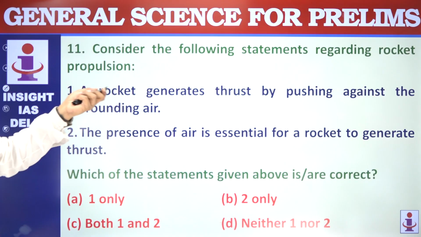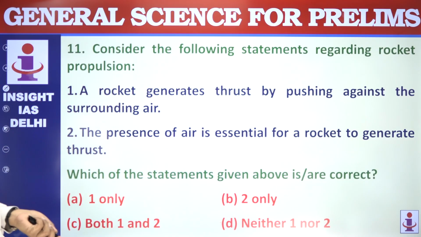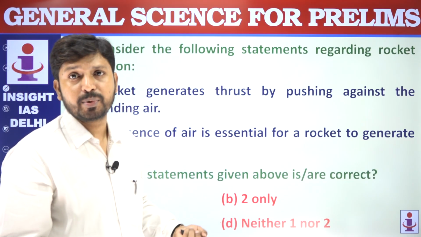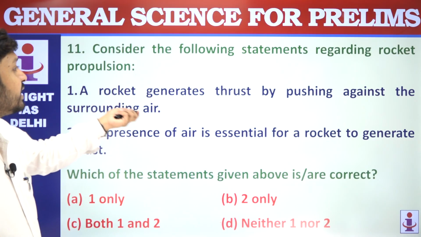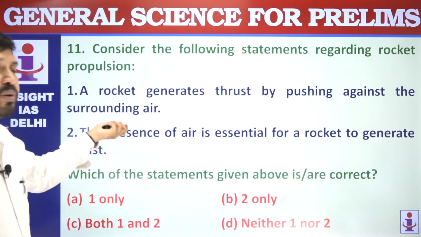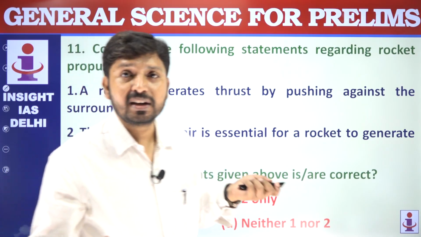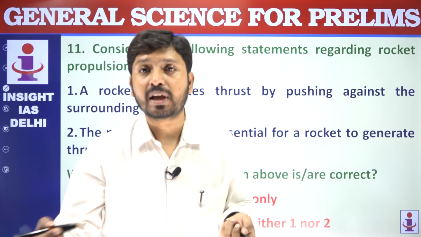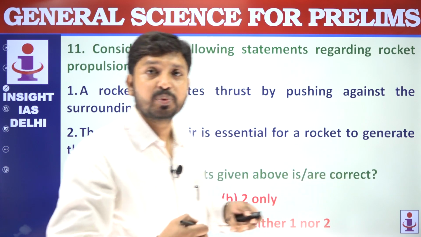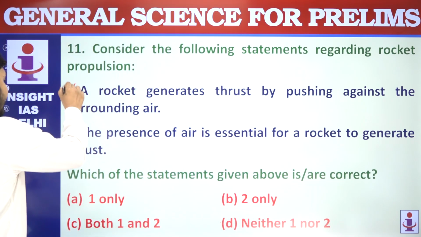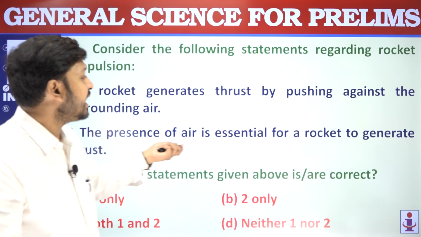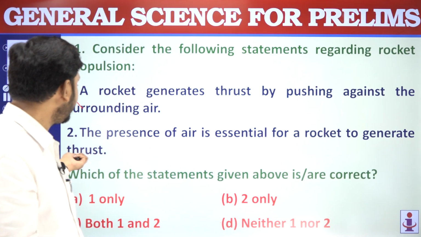So next question, consider the following statements regarding rocket propulsion. The same way jet propulsion works, we'll see rocket propulsion also. A rocket generates thrust by pushing against the surrounding air. It is not pushing the surrounding air, right? It is the exhaust gases that are coming, and those exhaust gases will try to push the rocket, not the surrounding air. Similarly, the presence of air is essential for a rocket to generate thrust.